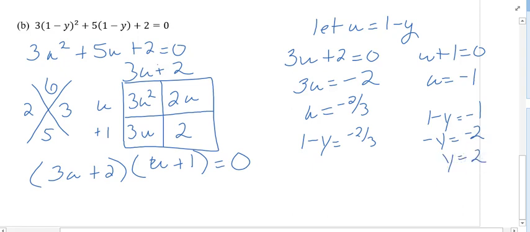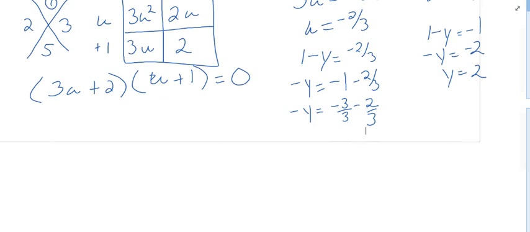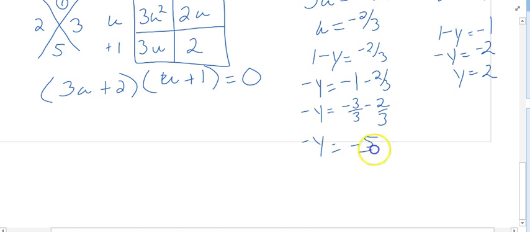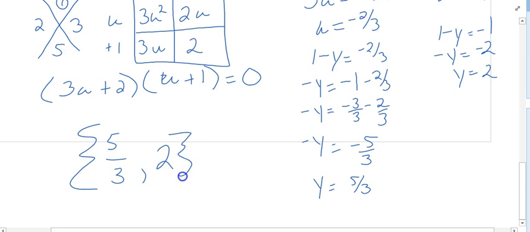So now we got to deal with the fraction here. We get negative y equals negative 1 minus 2/3. So that's negative y equals negative 3/3 minus 2/3, which is negative 5/3. So y is equal to 5/3. So our solution set then here is 5/3, comma 2. All right, you guys have a nice evening.